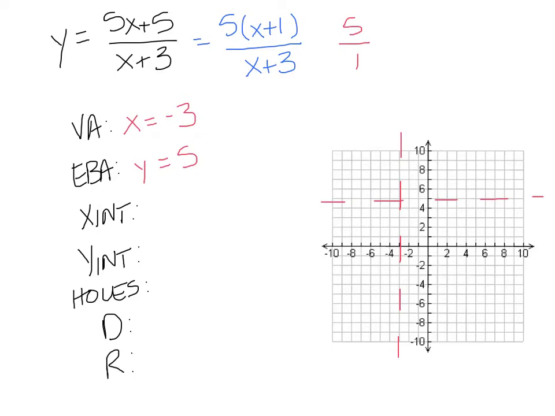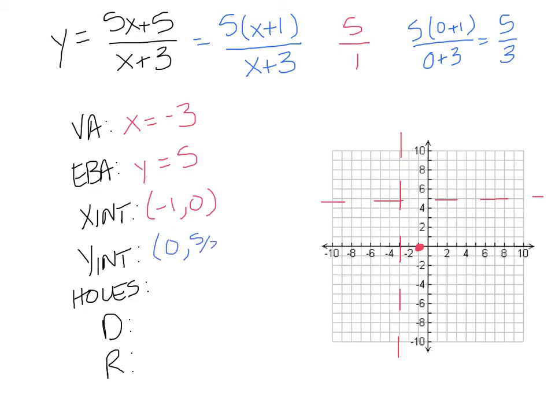X-intercept is going to be the place that makes the numerator equal to 0. I have the factor x plus 1 in my numerator, so that means my x-intercept is going to be at negative 1. I'm going to go ahead and put that on my graph. Now the y-intercept, we just need to evaluate the function when x is 0. So we have 5 times 0 plus 1 over 0 plus 3. That works out to be just 5 over 3. So 0, 5/3 is going to be the y-intercept.